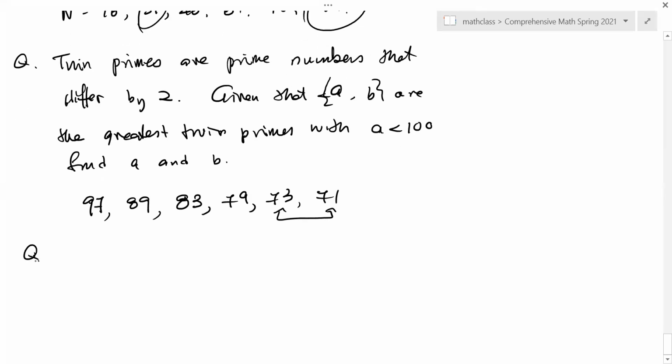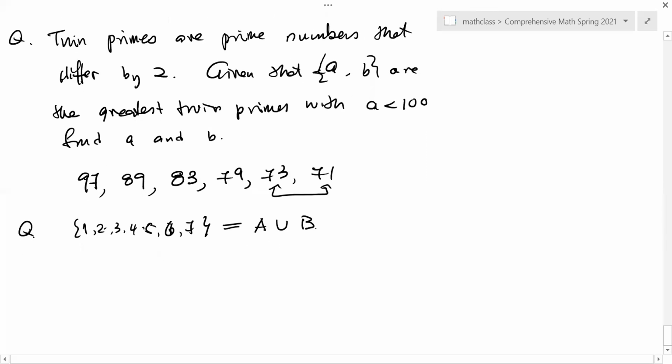Okay. So our last question is, okay, this is a little bit challenging problem. We have two non-empty sets of numbers, 1, 2, 3, 4, 5, 6, 7. This is going to be separated into two groups, okay? Two sets.